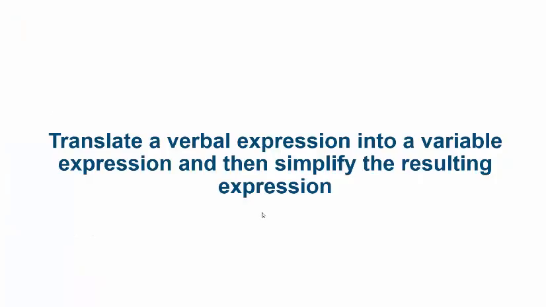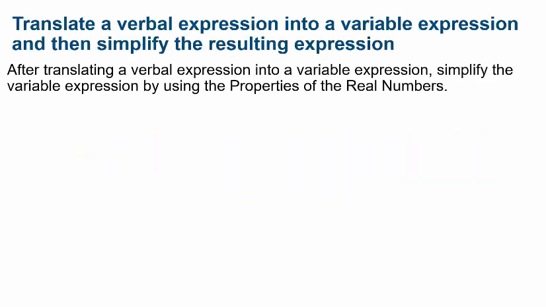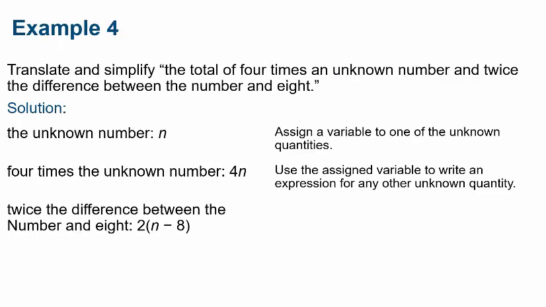Okay, so now let's translate a verbal expression into a variable expression, and then what we want to do is just simplify the resulting expression. So just a little bit extra step of simplifying. So after translating a verbal expression into a variable expression, we would want to simplify this expression by using the properties of the real numbers. So get it in its simplest form, combine any common terms that there might be.